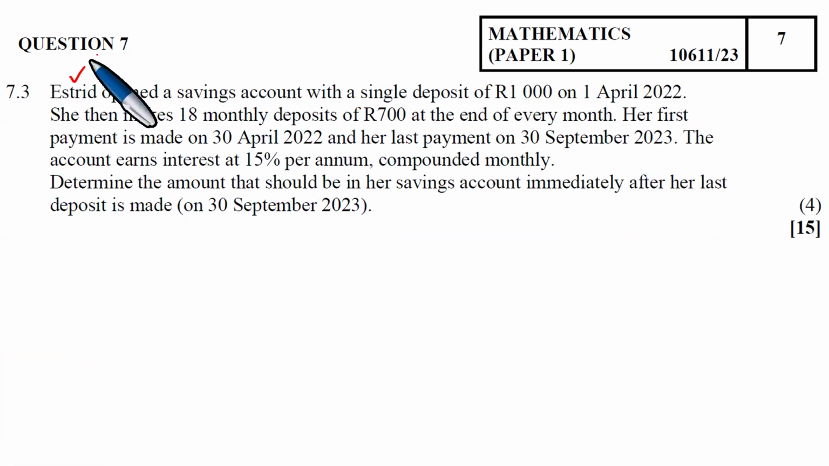The next question is about Astrid. Astrid opened a savings account with a single deposit of 1,000. On 1 April 2022, she then makes 18 monthly deposits of 710 at the end of every month. Her first payment is made on 30th of April 2022 and her last payment on 30th of September 2023. The account earns interest at 15% per annum compounded monthly. Determine the amount that should be in her savings account immediately after her last deposit is made on 30th of September 2023.